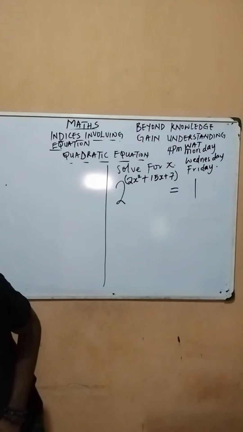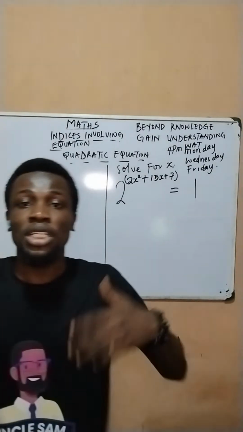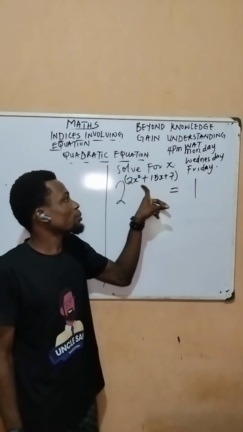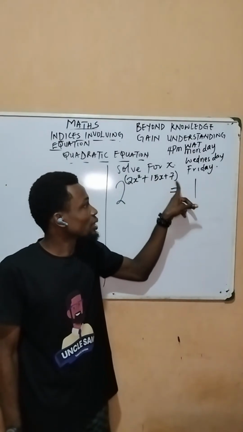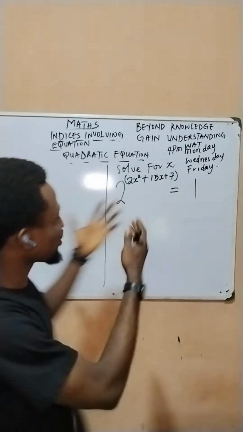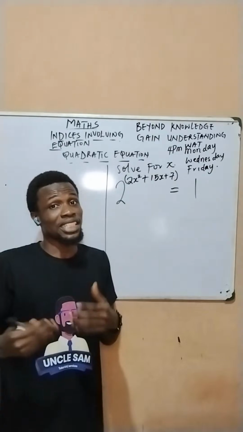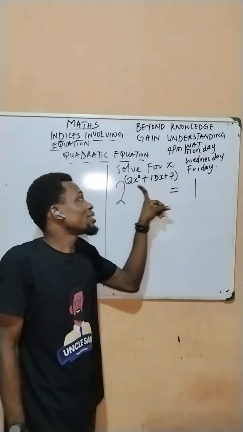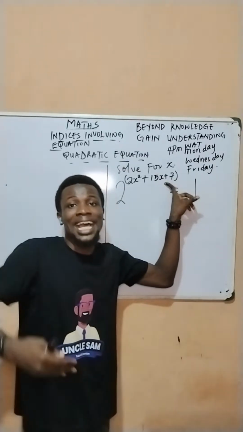Yes, so this is just making sure that the equation is correct. So this is what we have here. We have 2 raised to the power of what? 2x squared plus 15x plus 7 equals 1. Now, this question already spelled out that we're actually dealing with indices, because we have 2 as the base here, and we have this polynomial expression as our power.